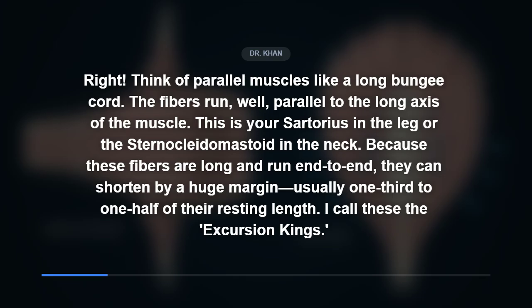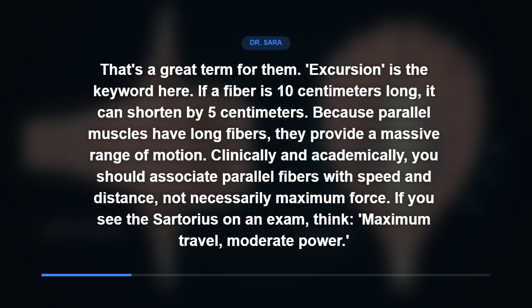Right. Think of parallel muscles like a long bungee cord. The fibers run, well, parallel to the long axis of the muscle. This is your sartorius in the leg or the sternocleidomastoid in the neck. Because these fibers are long and run end to end, they can shorten by a huge margin, usually 1/3 to 1/2 of their resting length. I call these the excursion kings.